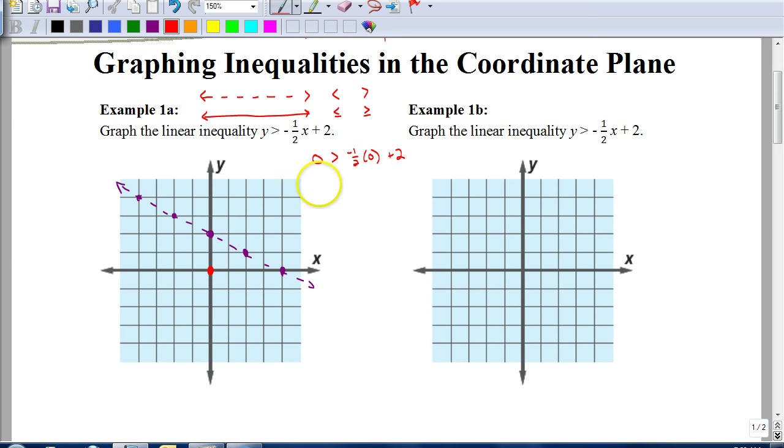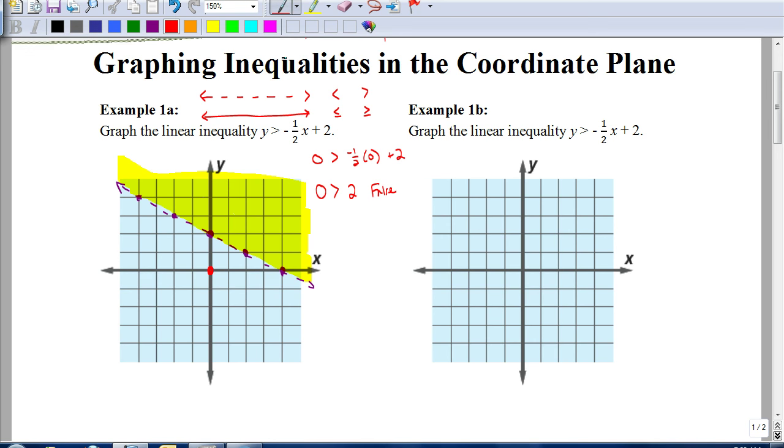Well, let's see. Negative 1/2 times 0 is 0. 0 plus 2 is 2. That is a false statement. So that means 0, 0 is not a solution, which implies that everything above my line here is what I'm going to shade in. Okay, so that's what you do in your assignment. You do a dashed line, and we would shade everything above the line.